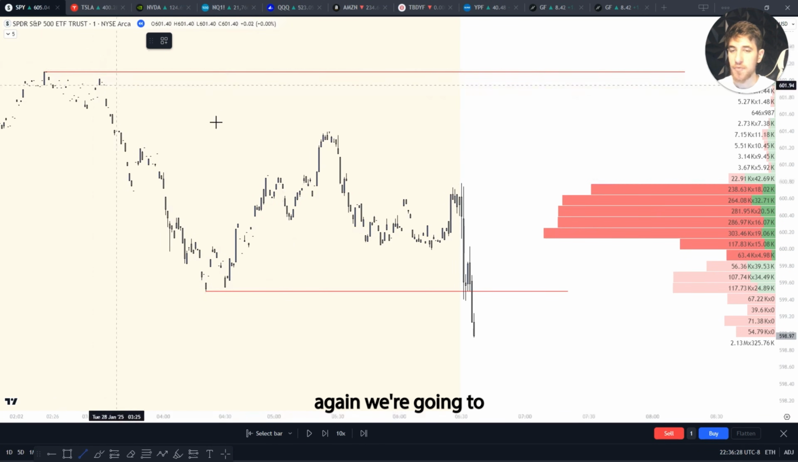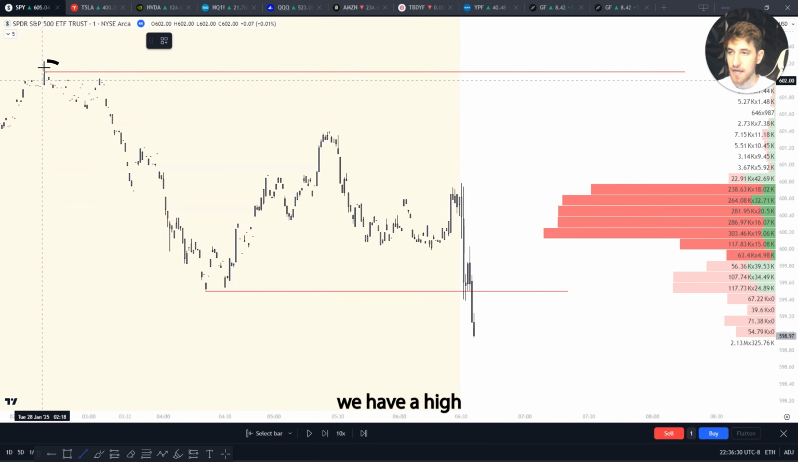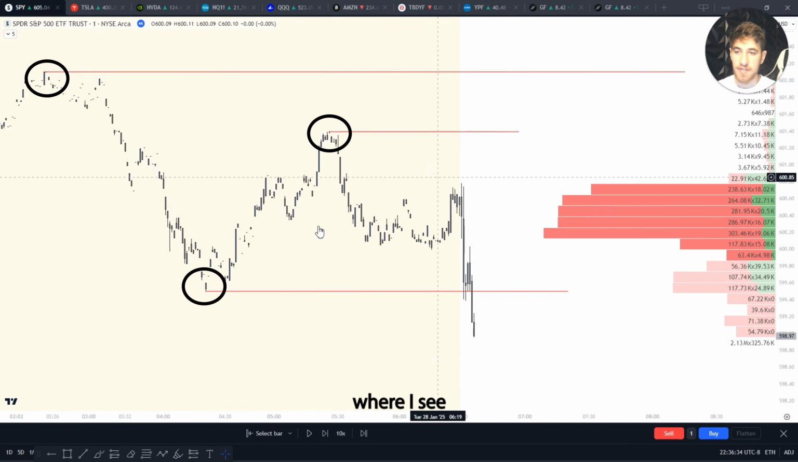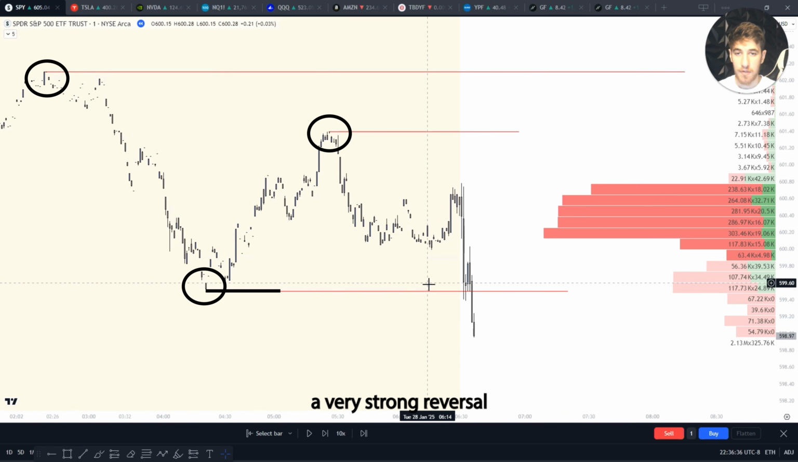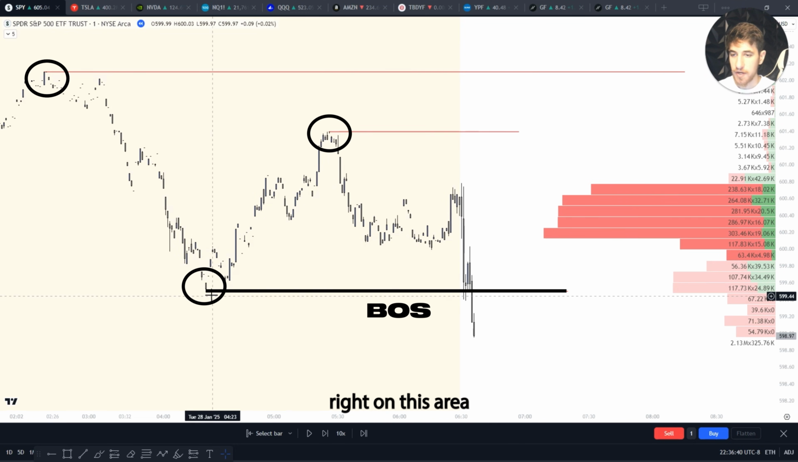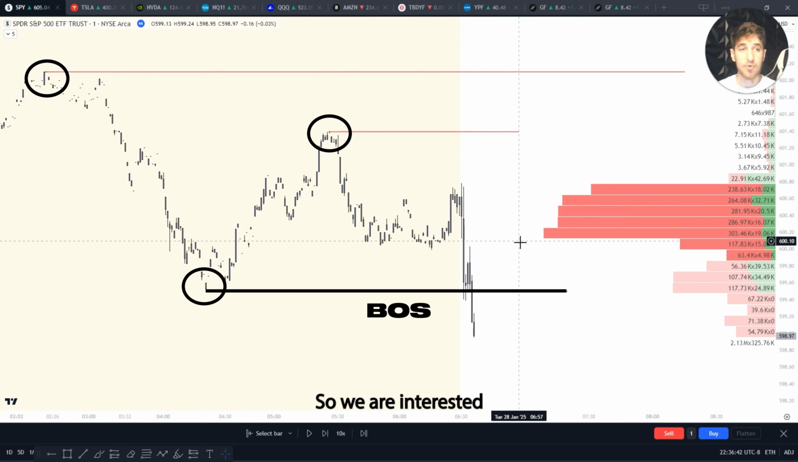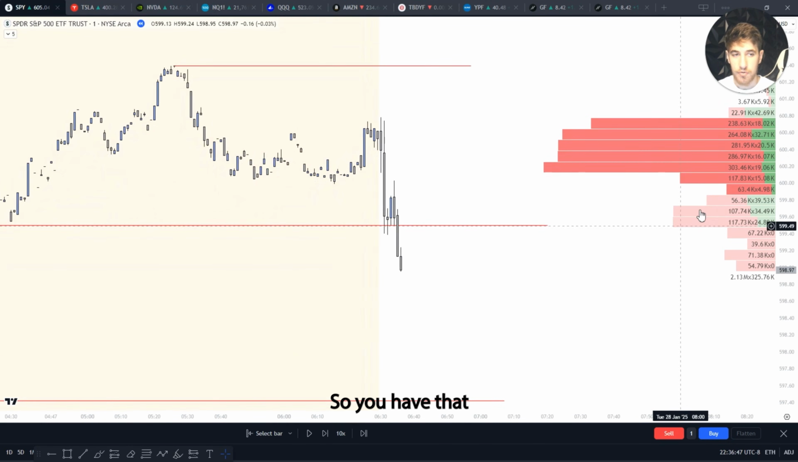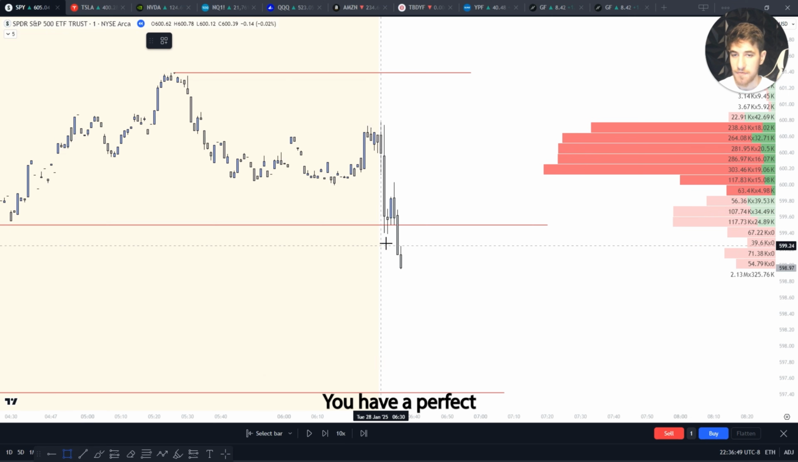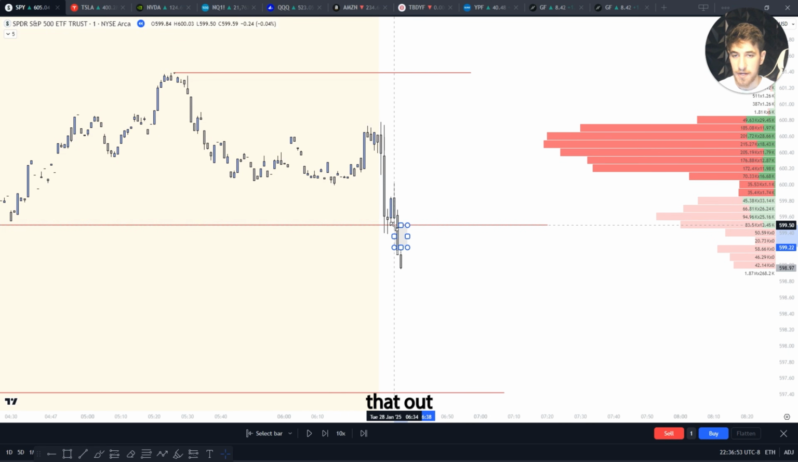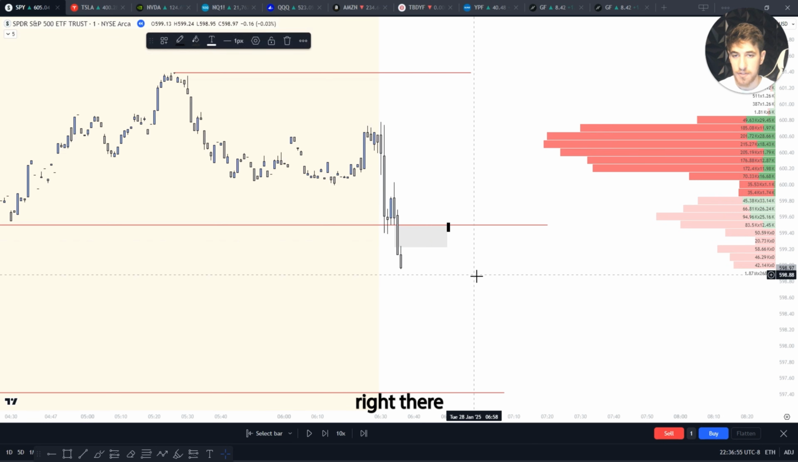Once again, we're going to mark out our key levels. In this case, we have a high right here, we have a low right here, and I'm going to mark out every single point where I see a very strong reversal. So in this case, we get the first break of the low right on this area right here. So we are interested in setups to the downside. You have a perfect fair value gap that forms right away. Work that out with that box right there.